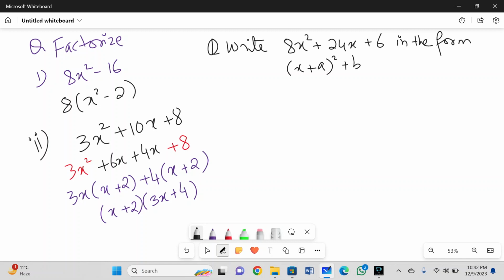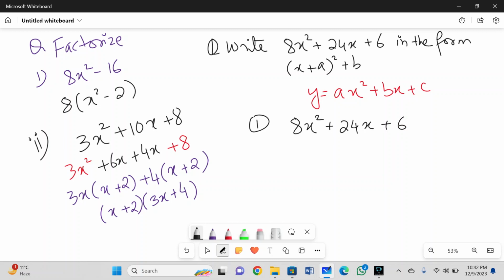In this completing square form, first of all, you should know that for any quadratic expression or equation, the general form is y equals ax squared plus bx plus c. This is the general form of the quadratic equation or quadratic expression. In your question, the value of a is 8, the value of b is 24, and the value of c is 6. For completing a square method, step number 1 is the value of a should be 1. But in our question, the value of a is 8, it's not 1. So we will try to make it 1 first.